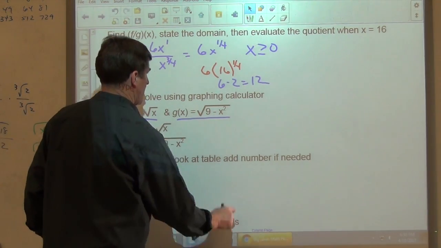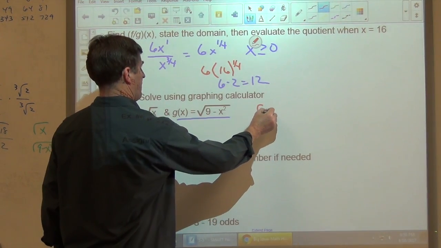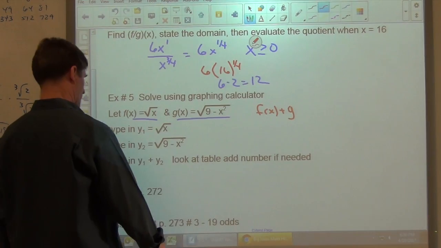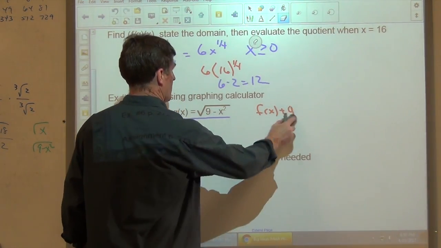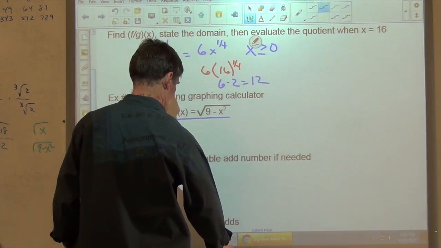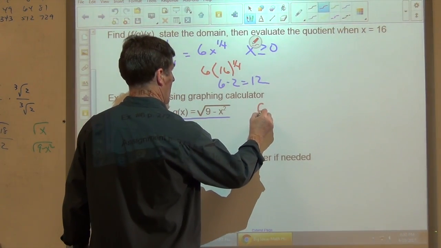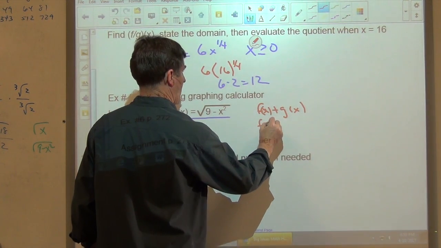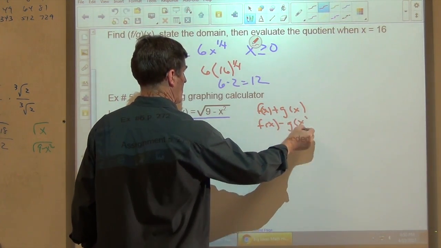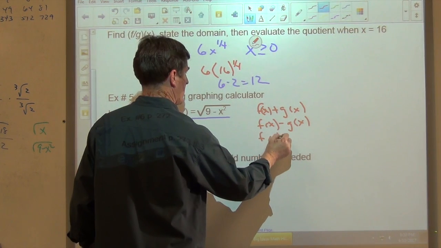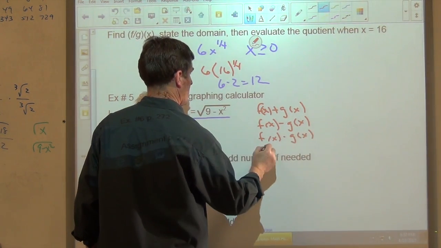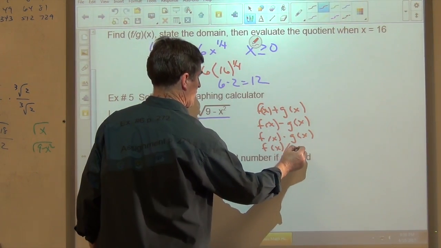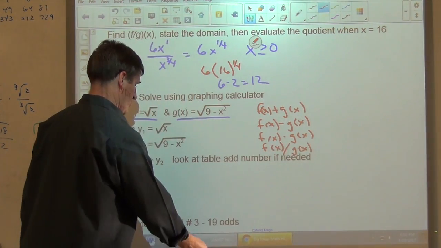So what we're finding on this is, actually we'll look at all of them. We'll do addition, subtraction, multiplication, and division. So f of x plus g of x, f of x minus g of x, f of x times g of x, and f of x divided by g of x. So we'll find all 4 of those.